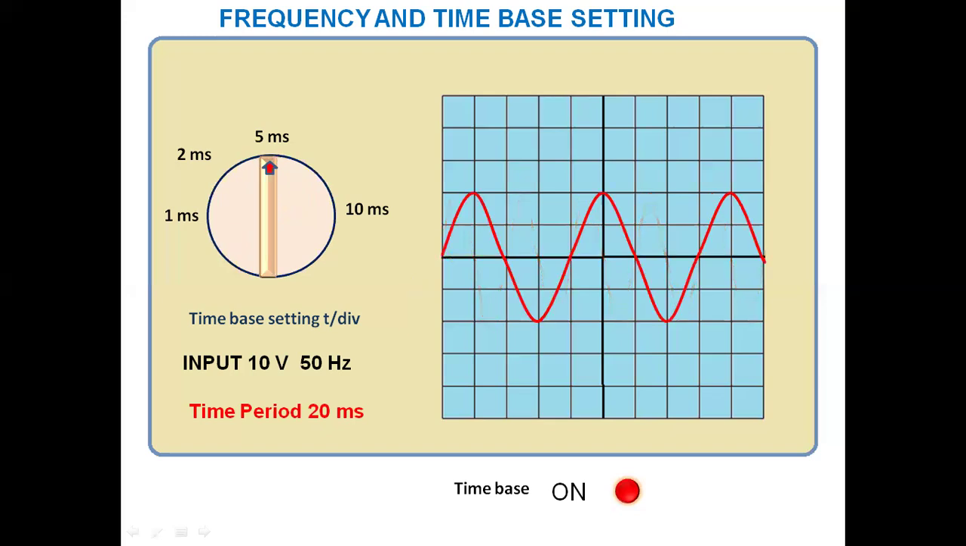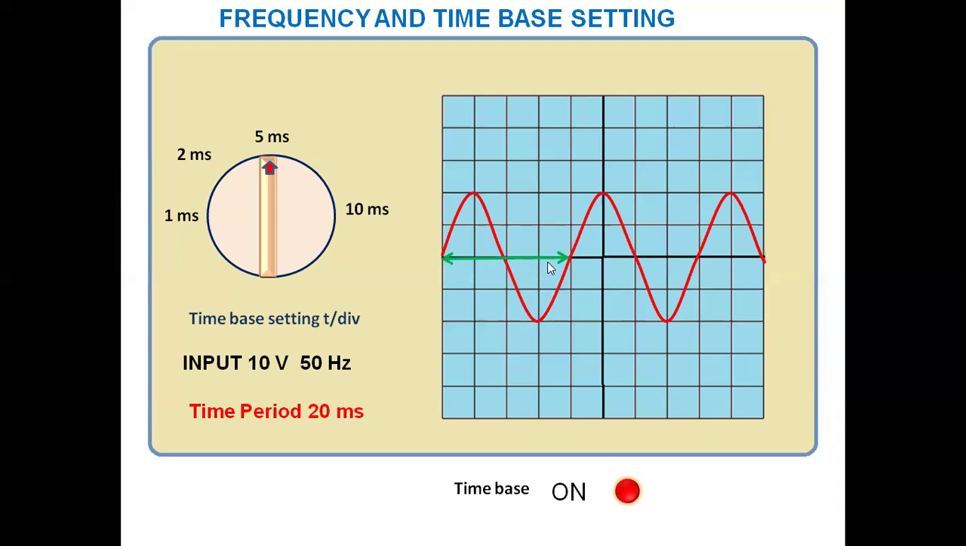Now 5 milliseconds per centimeter. So the input is same. This is 50 hertz, 20 millisecond time period. So the time period is not changed, but the appearance of the trace has changed. Now it is occupying 4 blocks and the number of waves is also decreased. Earlier, when we had the setting of 10 millisecond per centimeter, there were 5 waves. Now the number of waves is decreased. For 5 millisecond per centimeter, there are 2.5 waves.